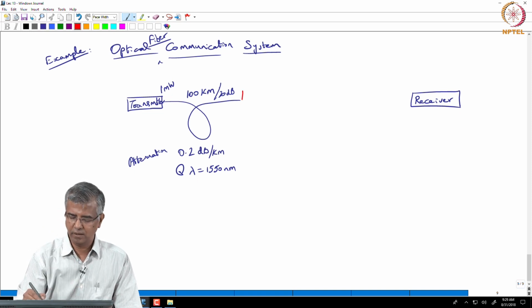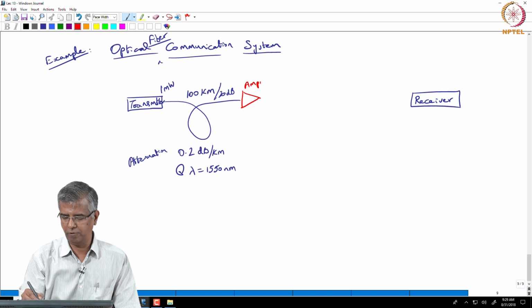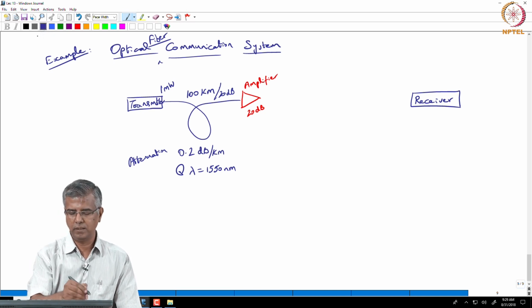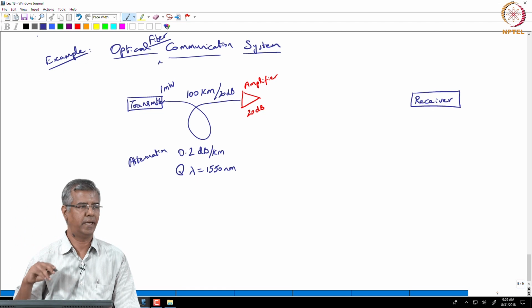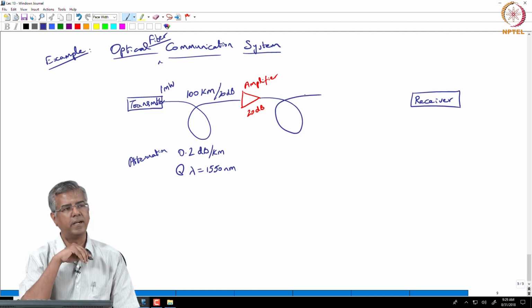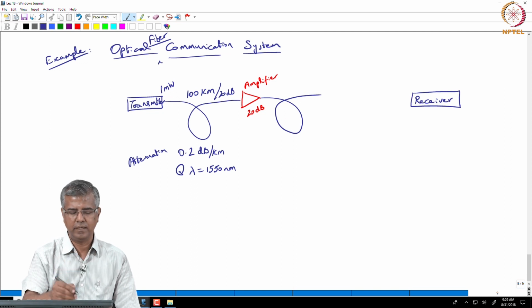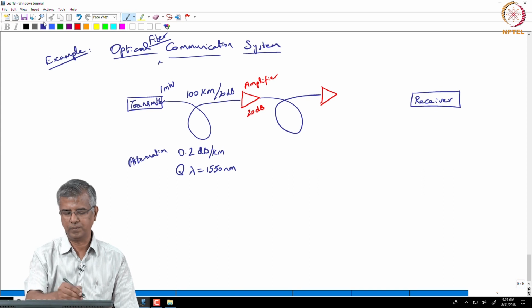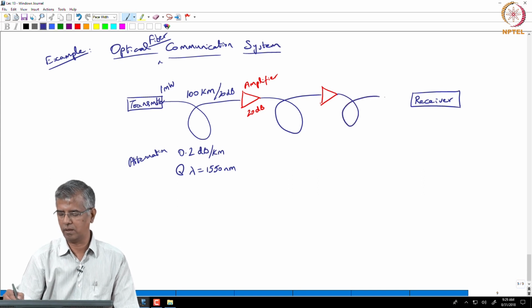So, you need to compensate for that loss. So, what do you need? You need an amplifier, right. So, you need an amplifier with a gain of 20 dB, so that it can boost up the signal again to the original level, and then it can go another 100 kilometers, and there you put another amplifier, and so on, right.